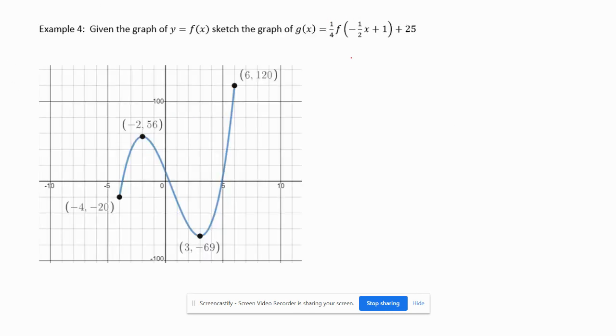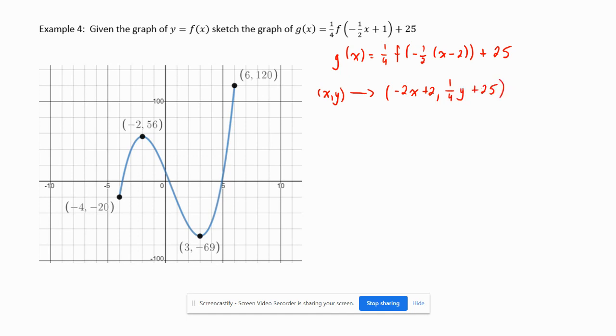Similar idea over here. So we want g of x equals 1/4 f of, I'm going to factor out this negative 1/2, and this becomes an x minus 2 plus 25. So our mapping notation is going to be (x, y) becomes negative 2x, and then we're going 2 to the right, so this is going to be plus 2, times 1/4 y plus 25. Okay, so there's our mapping notation for this function.